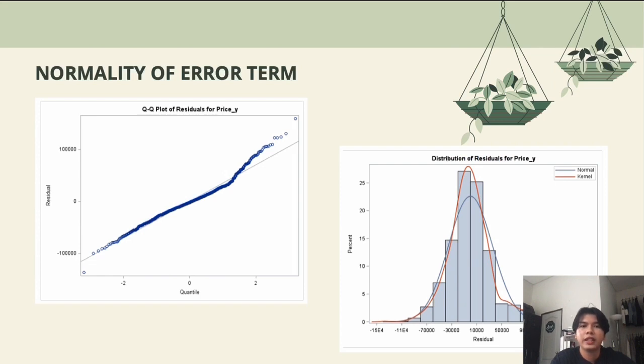Now for normality of error term, here on the QQ plot, residuals of price Y show that most of the plots are nearly or close to the 45-degree line. Therefore, the errors are normally distributed in the model. For the histogram, the distribution of residual for price Y, the histogram plot shows that there is a symmetrical and moderate tail distribution of data examined after transformations for price Y. It showed the underlying frequency distribution in the form of shape of a set of continuous data.